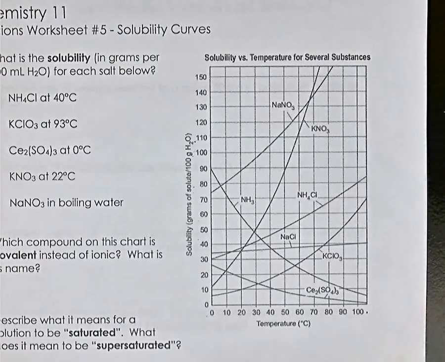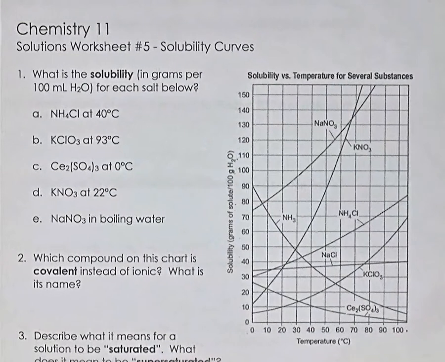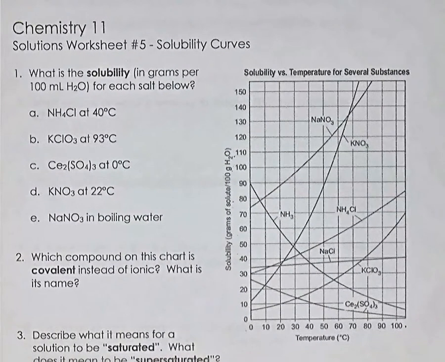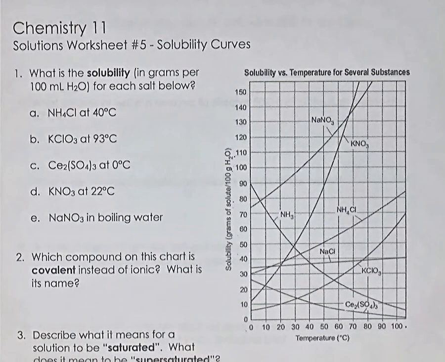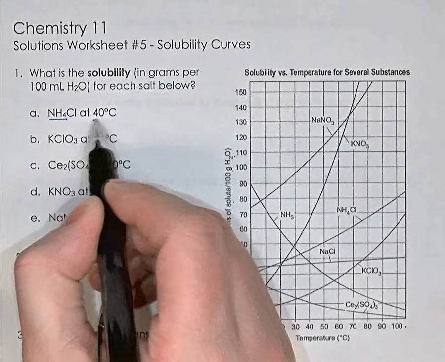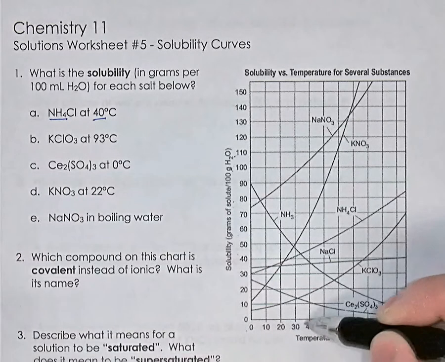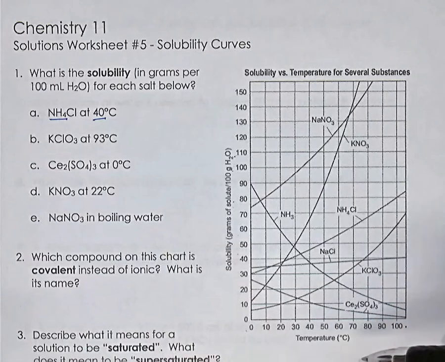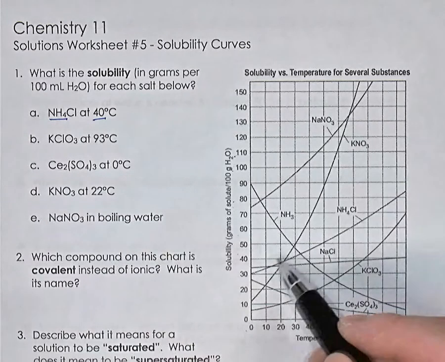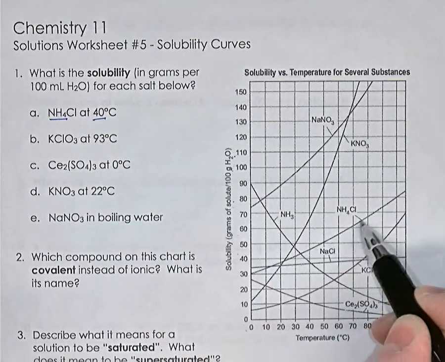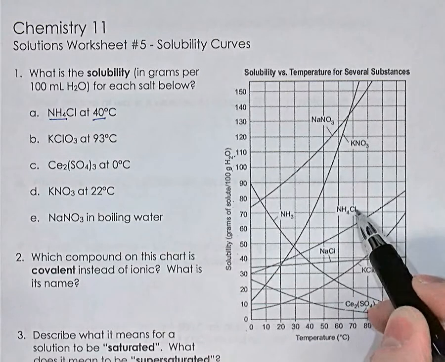So the first thing we want to do is just read the graph. Okay, so question number 1. What is the solubility in grams per 100 milliliters of water for each of the salts below? Okay, so ammonium chloride at 40 degrees Celsius. So I'm going to find 40 degrees Celsius, here we are, and ammonium chloride. Where's ammonium chloride? Well, that's this line here.